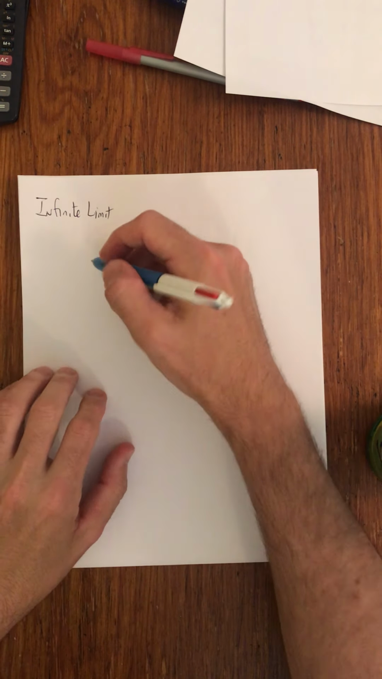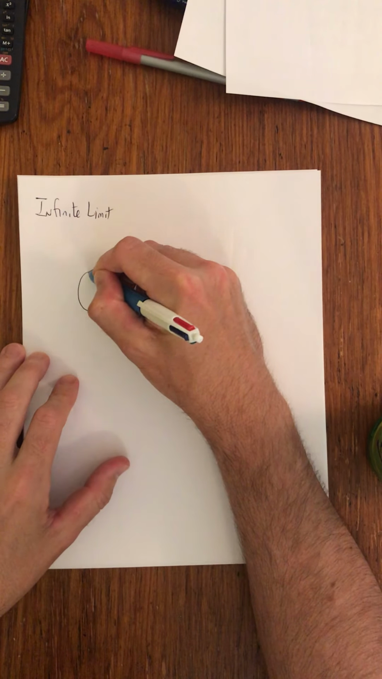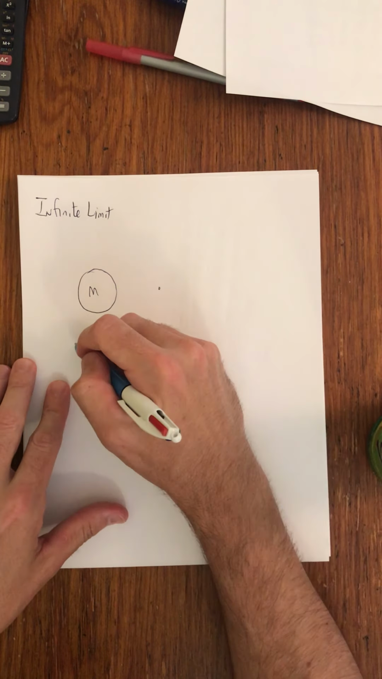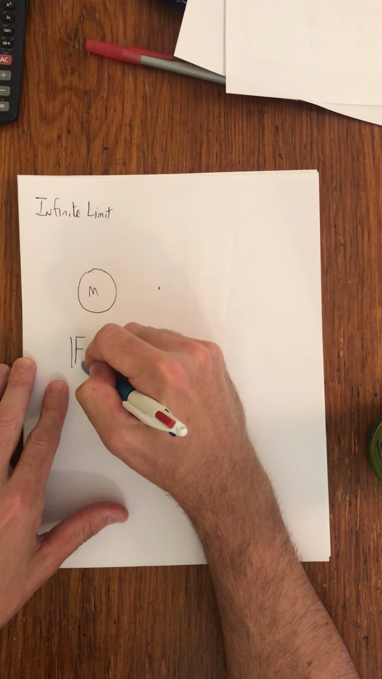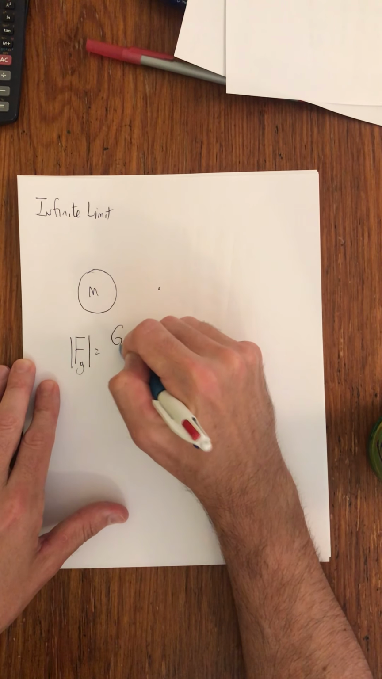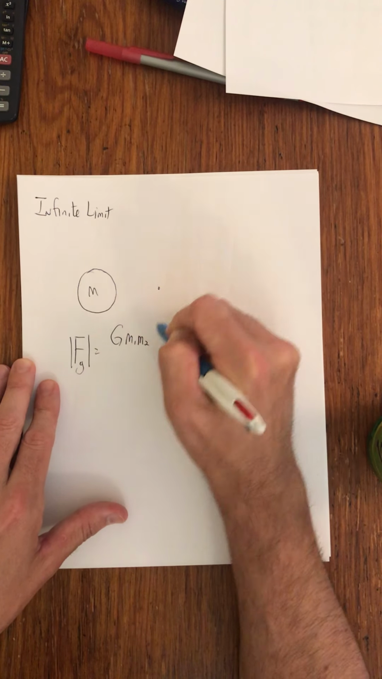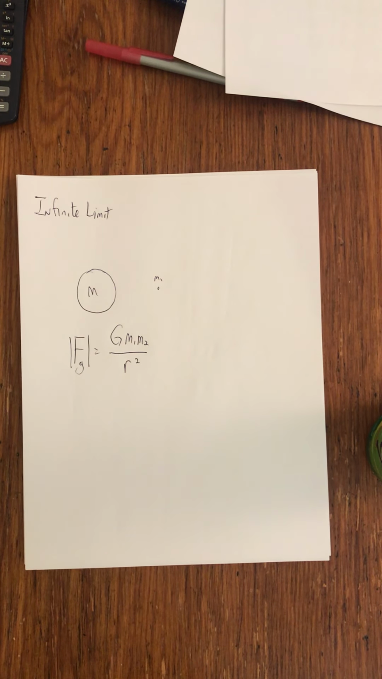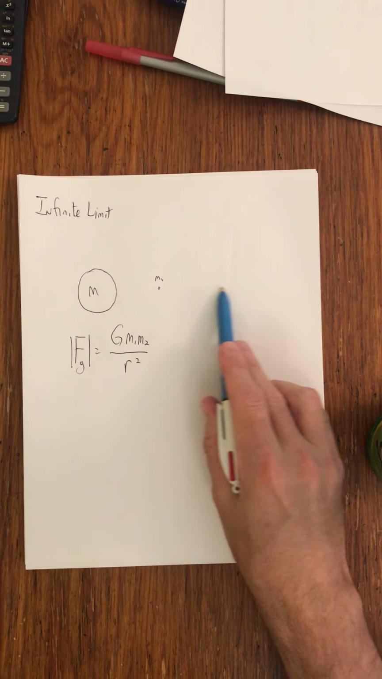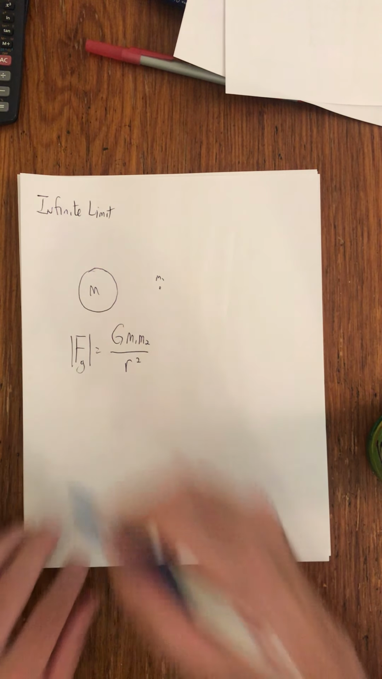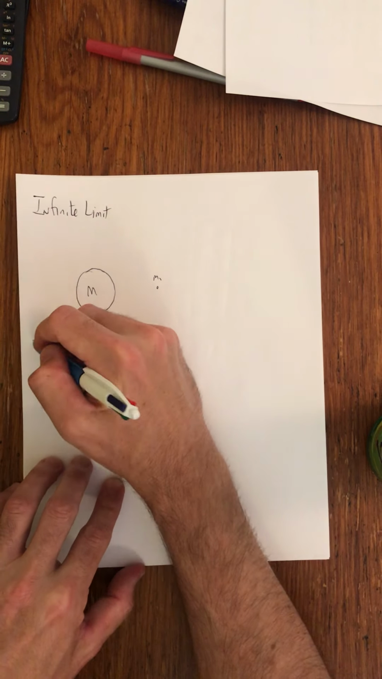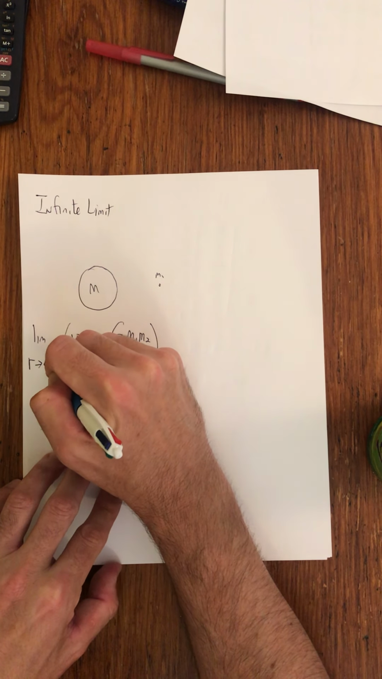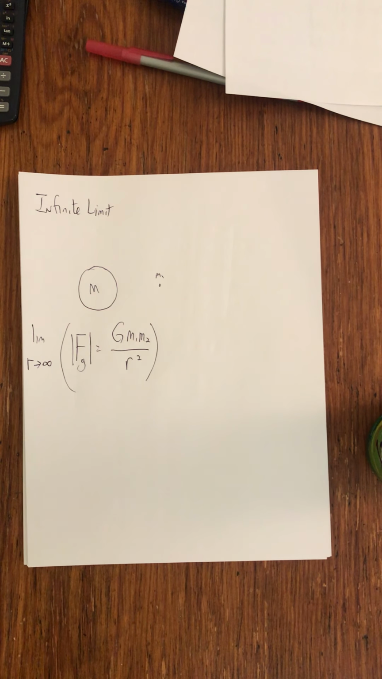Because what happens, for example, with gravity, if I've got a mass here and a little mass there that's feeling a force? Well, we know that the magnitude of that gravitational force is big G m1 m2, if this is m2, over r squared. So what happens to that when this mass gets really, really far away? Well, one way that we can do that is by examining the limit. What happens is the limit as r approaches an infinite value.